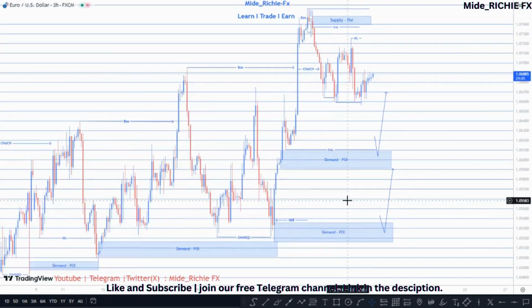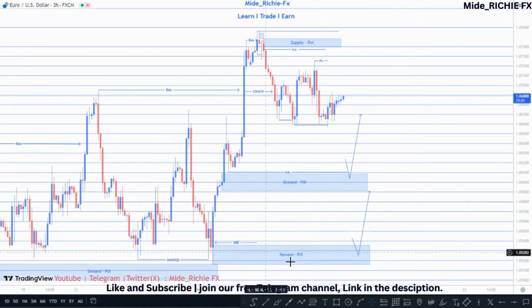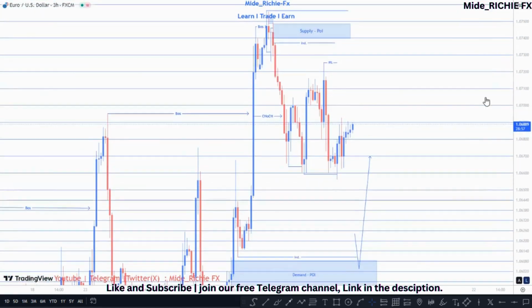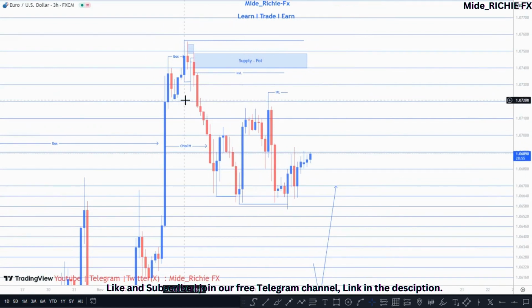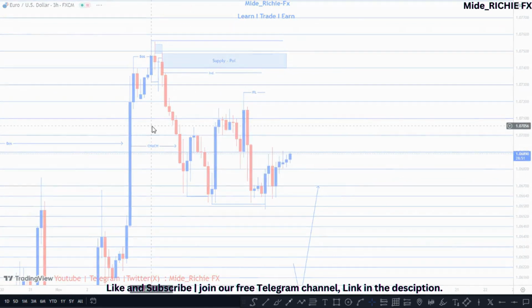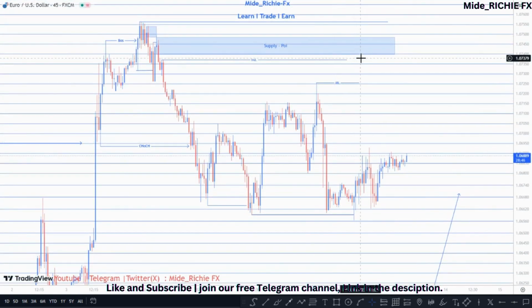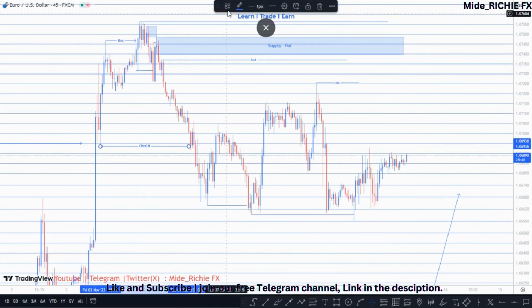Then I'll be expecting a bullish move from any of these spots of interest. And on this internal structure right here, let me show you guys in the 45 minute time frame. On this internal structure, I'll be expecting a sell from the supply zone. Why? Because we have a broken structure, then an internal change of character right there.